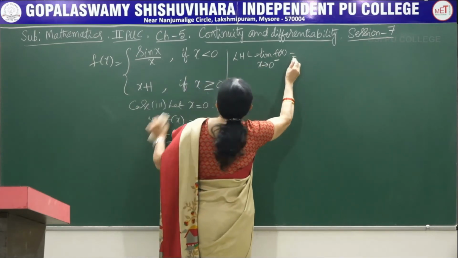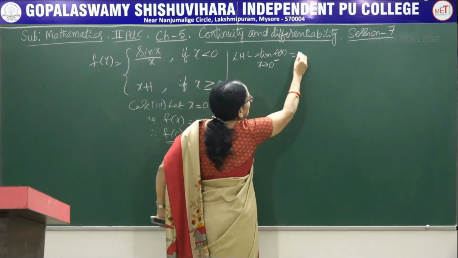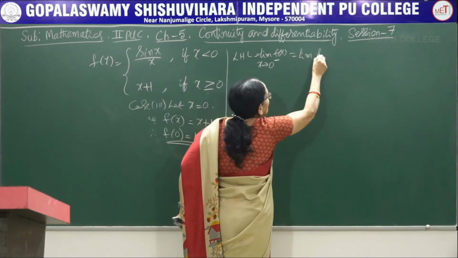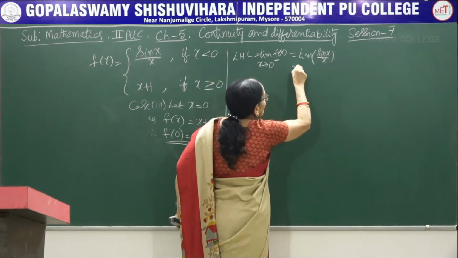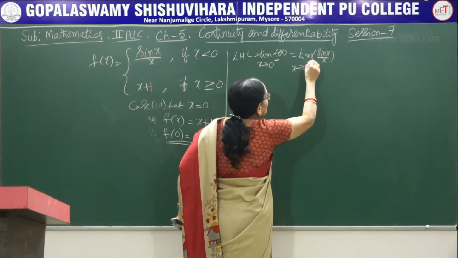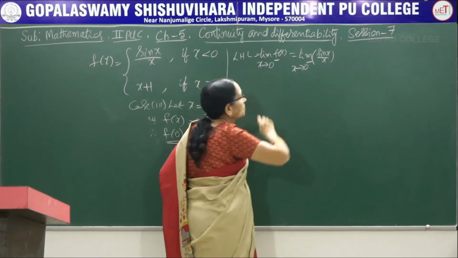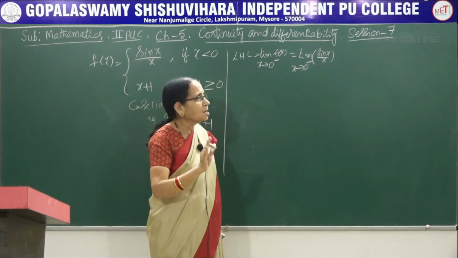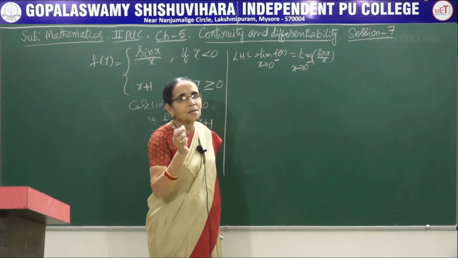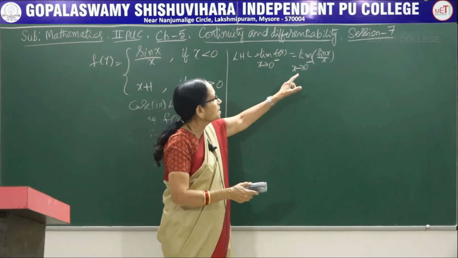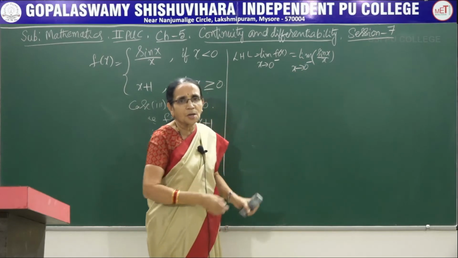So how is the function defined for this one? This way, that is the limit of sine x divided by x as x tends to 0 minus. See, this value is important here. Minus or plus we need not worry, because minus shows that it is the left hand limit, plus shows that it is the right hand limit, that's all.